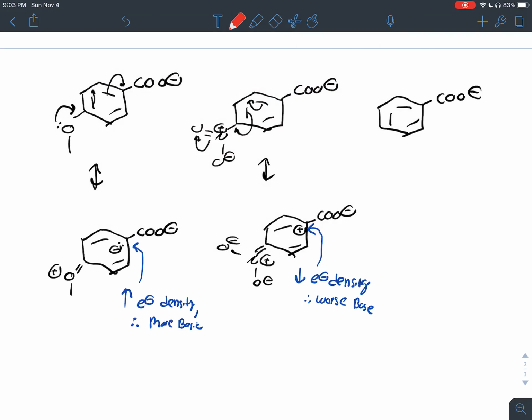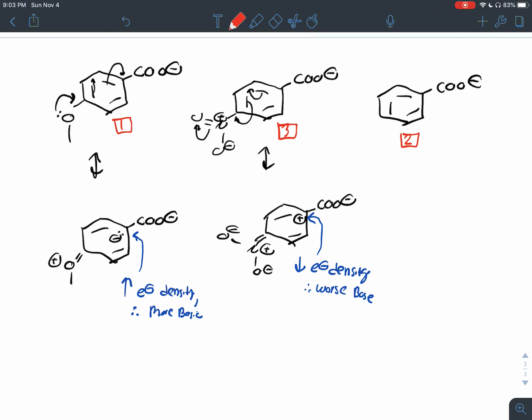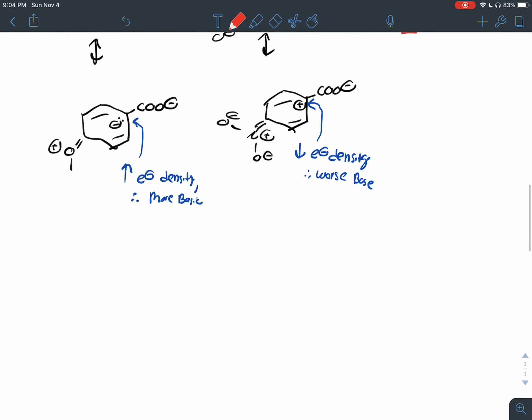So for basicity, this one would be number 1. It's the most electron rich. This one would be number 2. There's nothing wrong with it, nothing affecting the substituents. And this one would be number 3. The positive charge pulls electrons away, and it makes it a better acid, but a worse base.